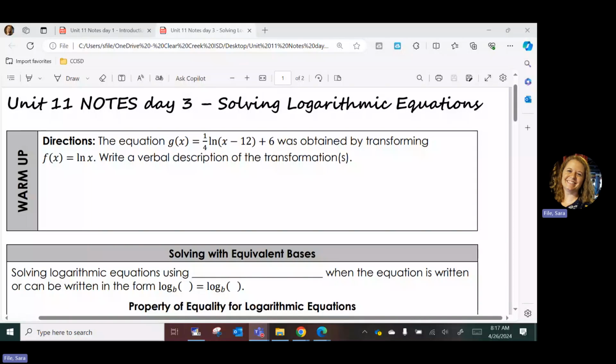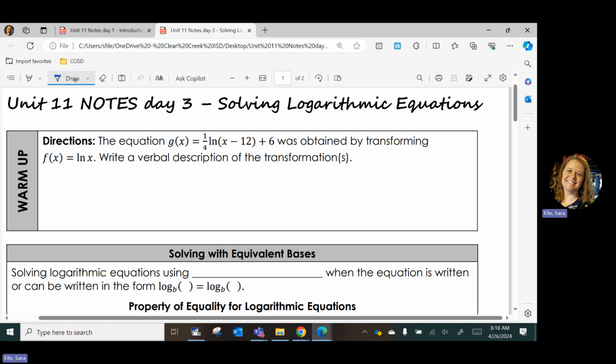Unit 11, Day 3 notes, solving log equations. The warm-up asked you to write the description of the transformation for g of x from f of x. If you're watching this as a video, pause, try it, and then unpause.